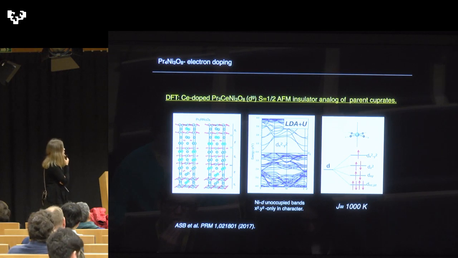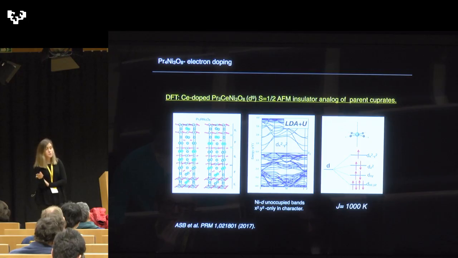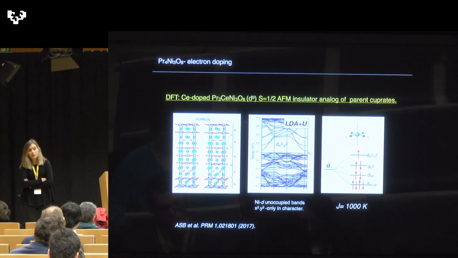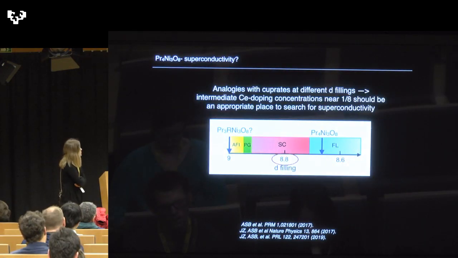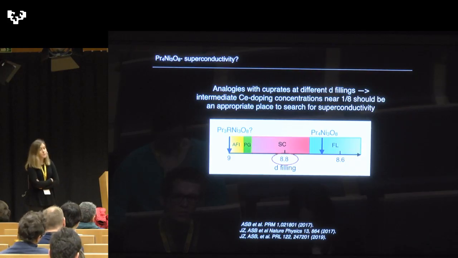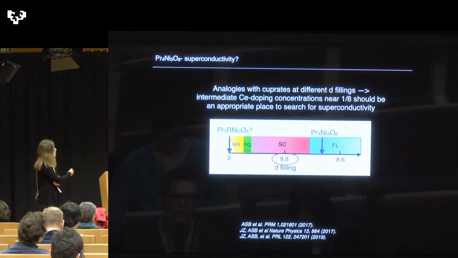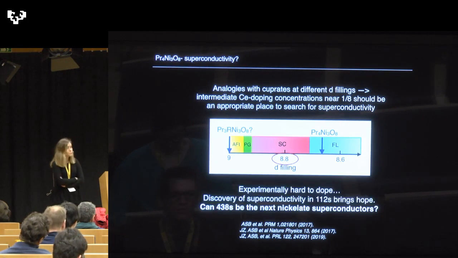You can calculate quite a few things, and one of the things that we looked into was the value of superexchange. We know that's a relevant parameter in the cuprates, and we actually get a value that is very, very cuprate-like. So at the time, of course, this looked very promising to us, in that now we had analogies with cuprates at different D fillings, suggesting that intermediate cerium doping concentrations near 1/8 could be the appropriate place to search for superconductivity. However, reality strikes back.